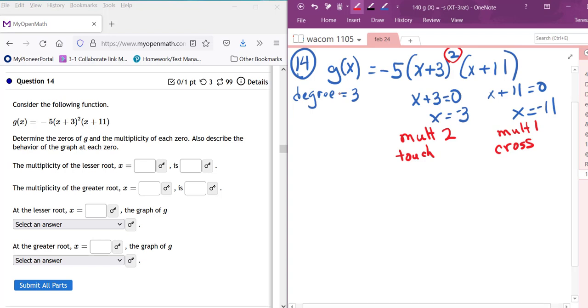So they ask the multiplicity of the lesser root, all right? And so negative 11 is smaller. It would have to go in this box. And first you're saying x equals negative 11, and then you're saying the multiplicity. So for negative 11 is 1, and so lesser root x equals negative 11 is 1.